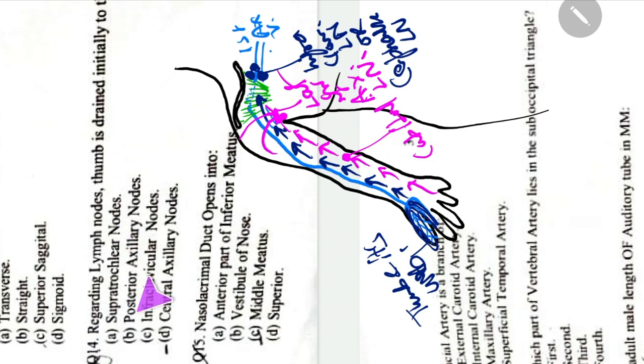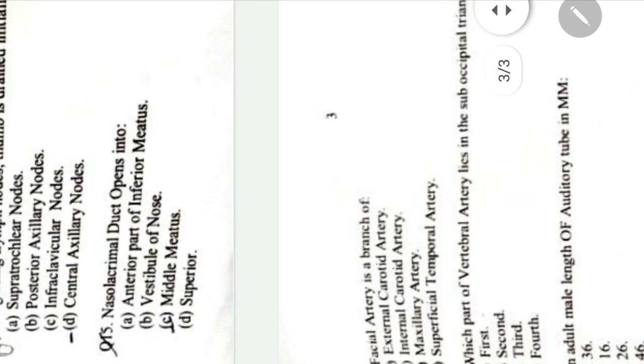So the answer is infraclavicular nodes. Lymph from the thumb drains into the infraclavicular nodes. They actually bypass the axillary group of lymph nodes. So we are done with question number 14. Now I'll talk about question number 15.